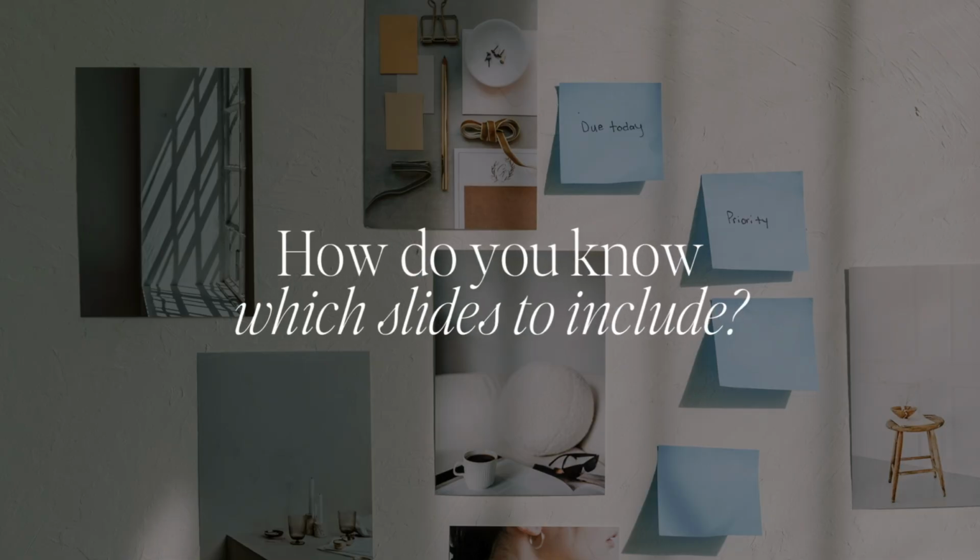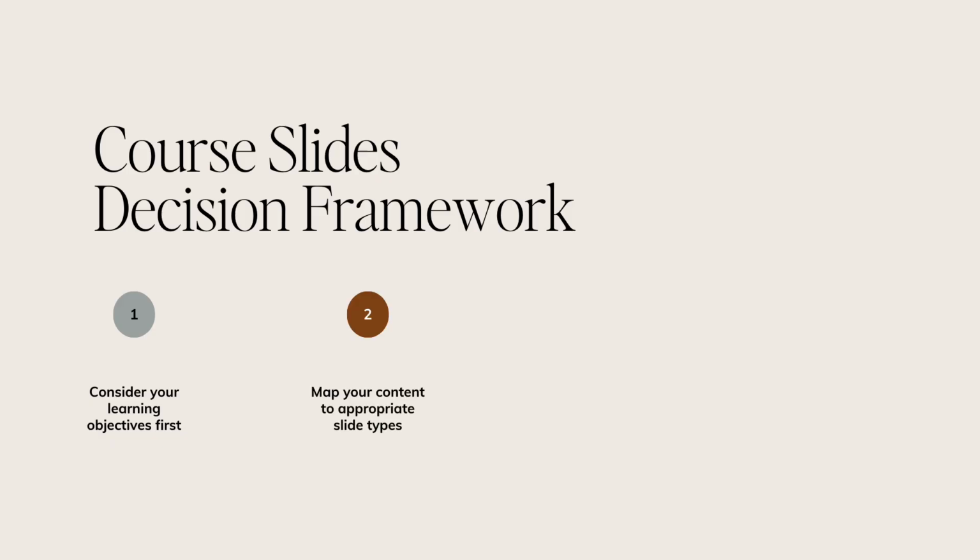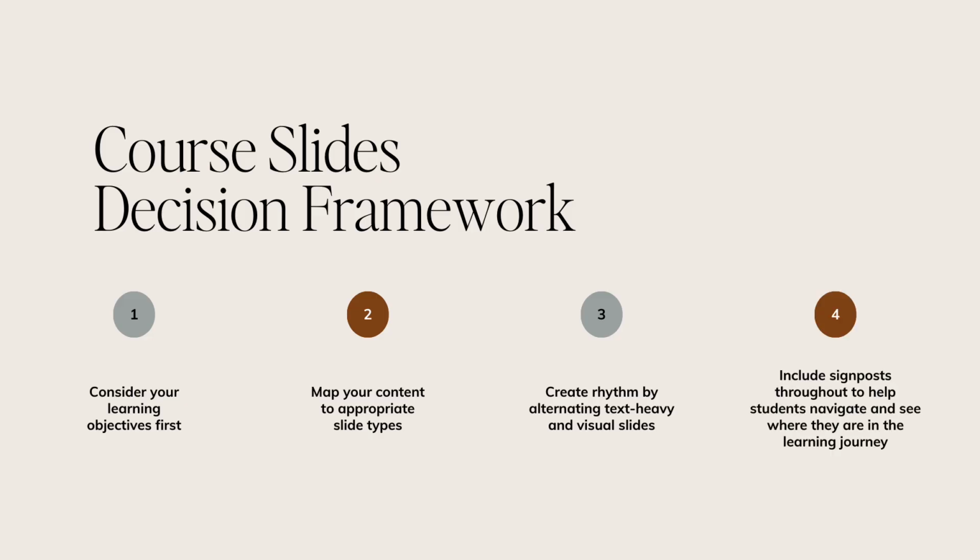But in order to know which slides to include specifically for your course, I'll walk you through my simple decision framework. Before anything else, you want to consider your learning objectives first. Then you can map out your content into sections and choose the appropriate slide types. Then you want to create rhythm by alternating information-heavy slides with visual slides. And lastly, include signposts throughout to help students navigate and see where they are in the learning journey.